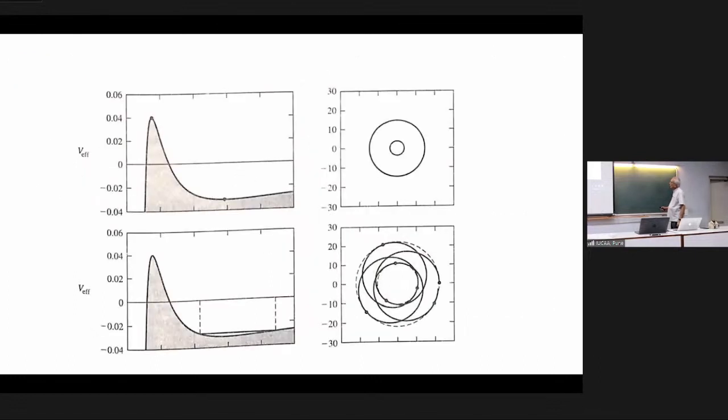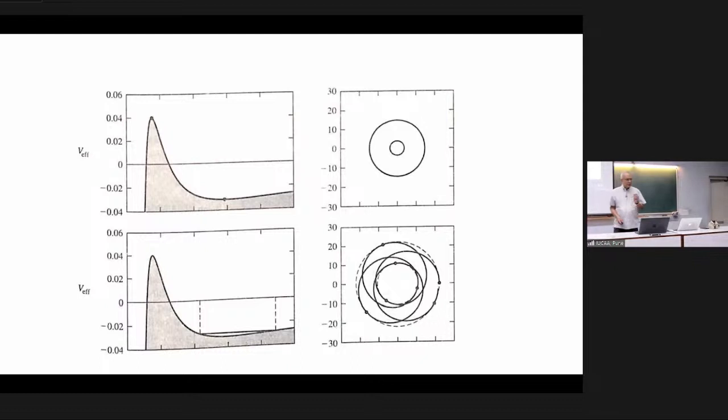If I have a particle sitting right at this point, what will be the orbit? What is the shape of the orbit? It must be a circle, right? Because it is sitting at the minimum of the potential, so it can't go further. R can neither decrease nor increase. So the orbit is a circle. But this is a stable circle.